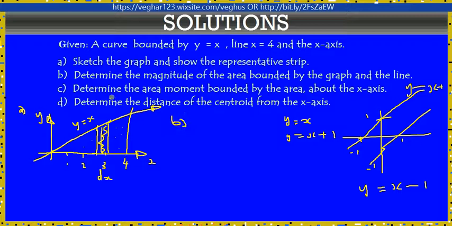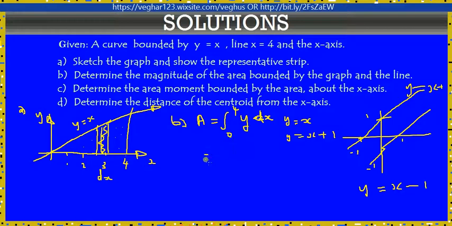Number B, they say determine the magnitude of the area bounded by the graph and the line. So you need the area here, so you use an integral. Because your strip is always dx, you check your area that has dx. Your boundaries are 0 and 4 because it's on the x-axis. This dx goes with the limits. So here you put y.